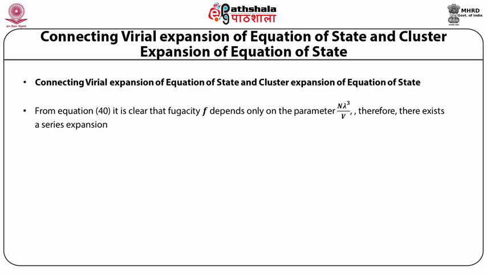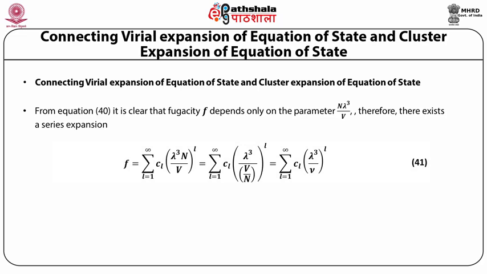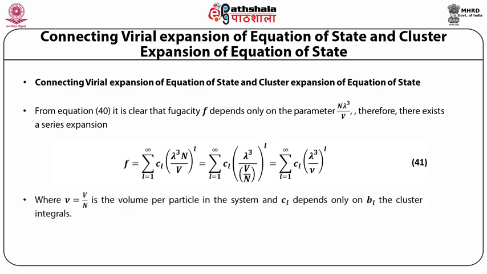Therefore, there exists a series expansion which we can write as fugacity is equal to summation over l equals 1 to infinity c_l multiplied by (lambda cubed times the number of particles n divided by V) whole raised to power l, which is equal to summation over l equals 1 to infinity c_l lambda cubed divided by nu raised to power l, where nu is equal to V upon n, the volume per particle in the system, and c_l depends only on b_l, the cluster integrals.